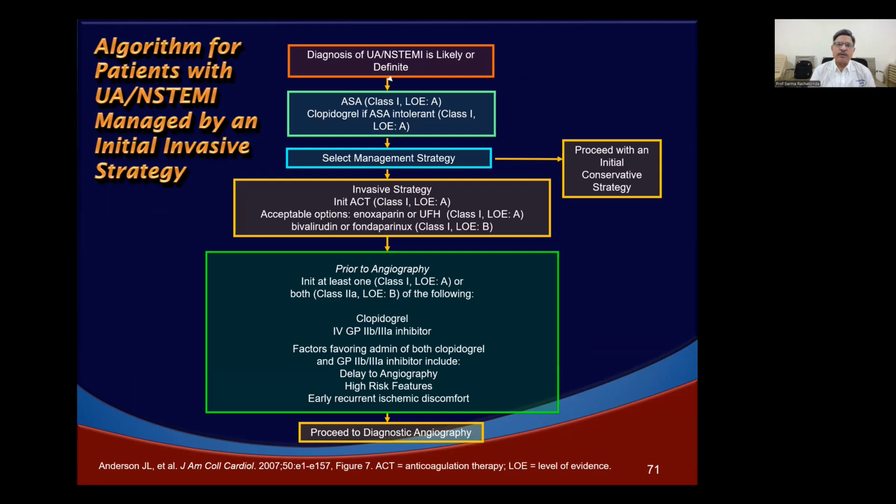Now we have chosen the invasive strategy, initial anticoagulation must be given. So what did we give already? We gave aspirin, we gave clopidogrel, now we are giving anticoagulation. What anticoagulant? Enoxaparin or unfractionated heparin or bivalirudin or fondaparinux. Any one of the four agents, preferably enoxaparin. So if angiography is planned, at least one of these should have been given initially.